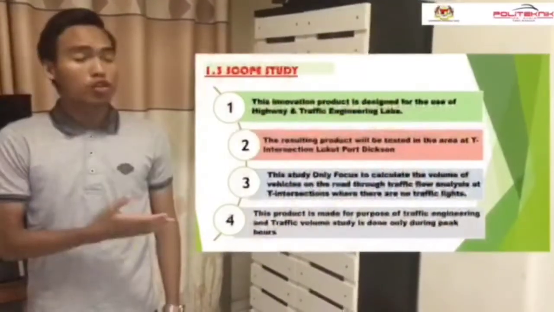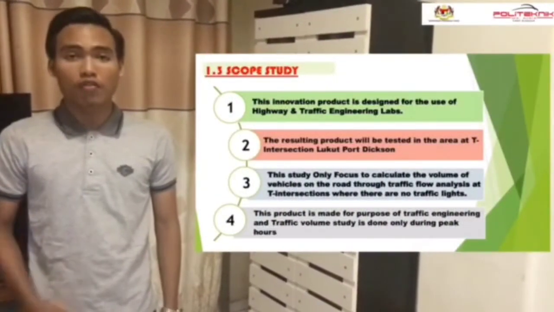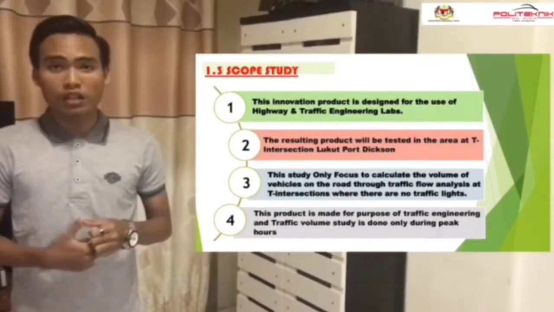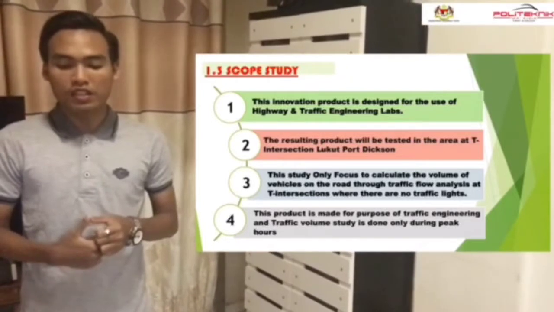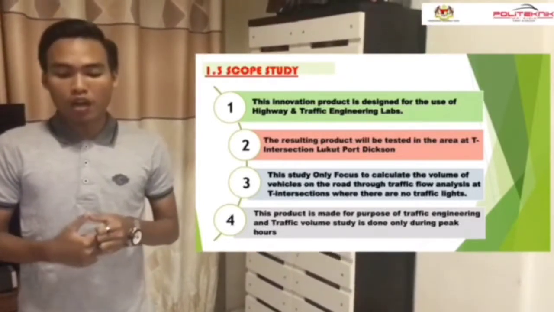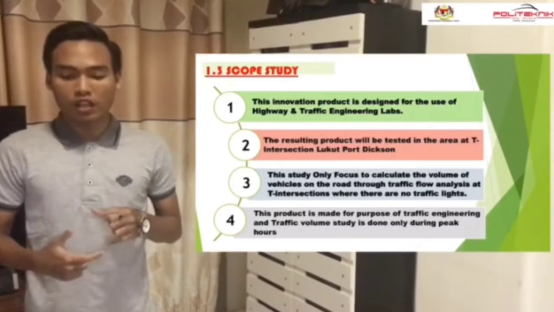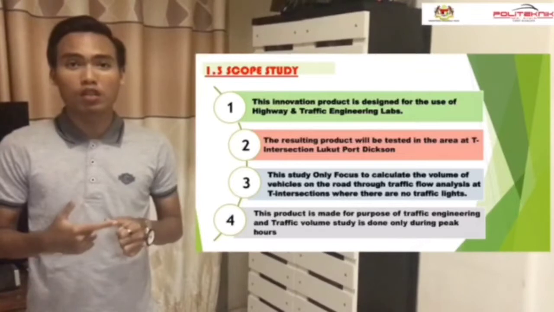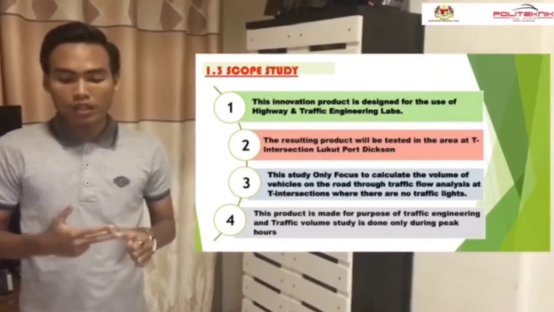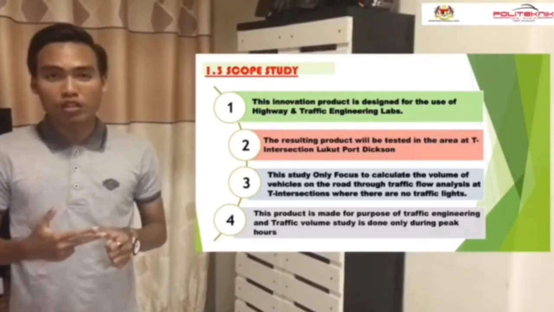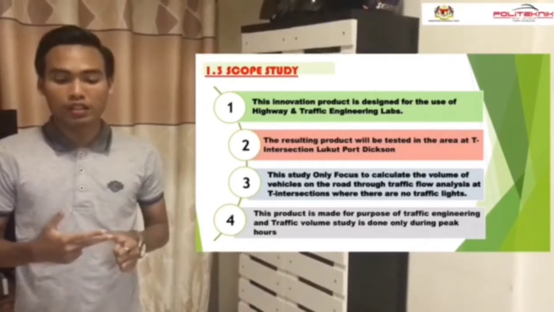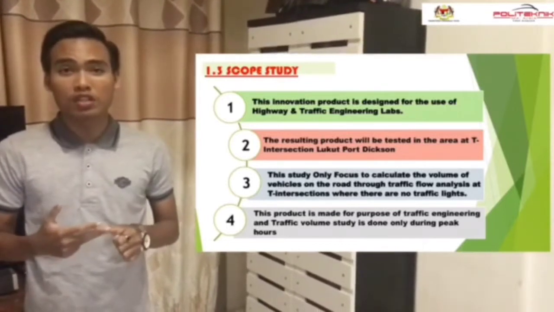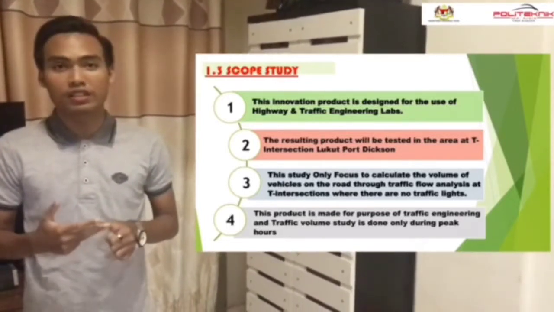The next slide shows our scope of study. We have four points in our scope of study. The first one is that this innovative product is designed for use in highway and traffic engineering labs. The second one is that the resulting product will be tested at the T intersection in Lukut, Port Dickson. The third one is that this study only focuses on calculating the number of vehicles. And the last one is that this product is made for the purpose of traffic engineering and traffic volume studies.